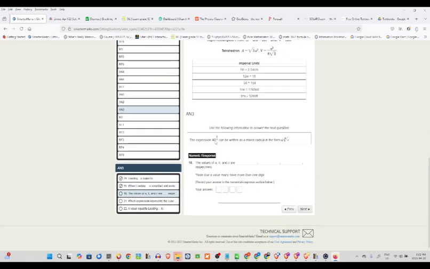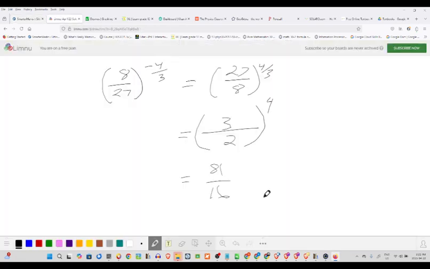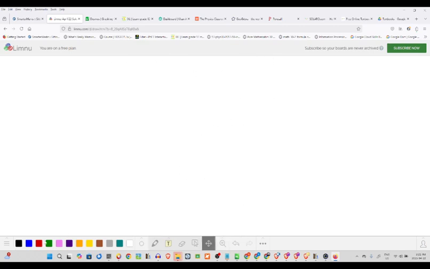Now here, the expression 40 to the 2 over 3 can be written as a mixed radical of the form a times the b-th root of c. Our index is not going to change, so the b is going to be 3. The number itself, so if we have 40 to the 2/3, this is the cube root of 40 squared. But 40 is 2 cubed times 5.